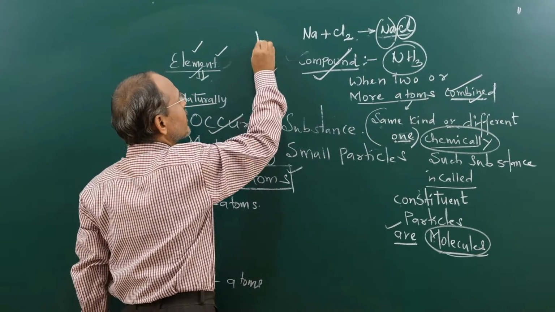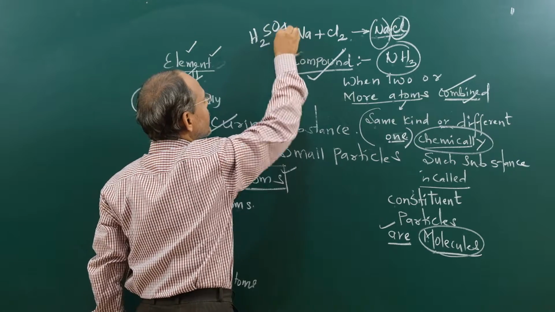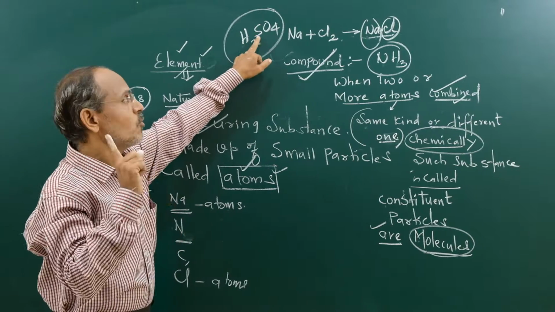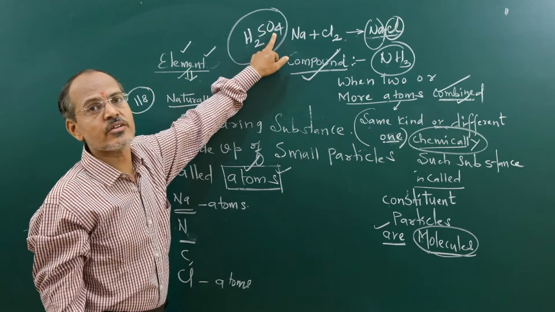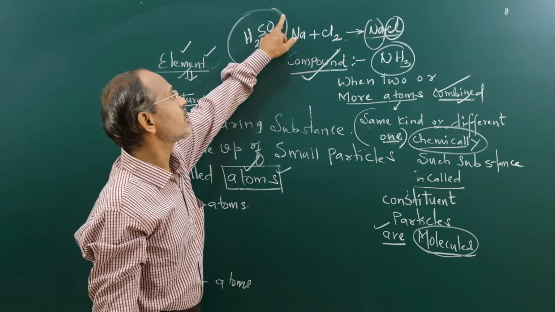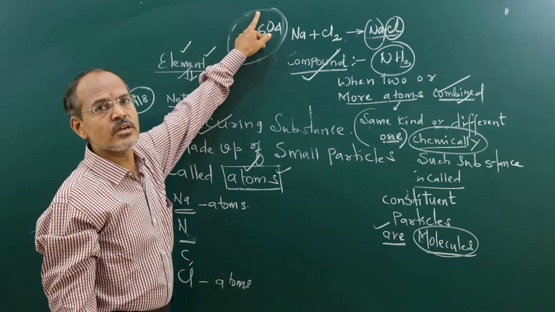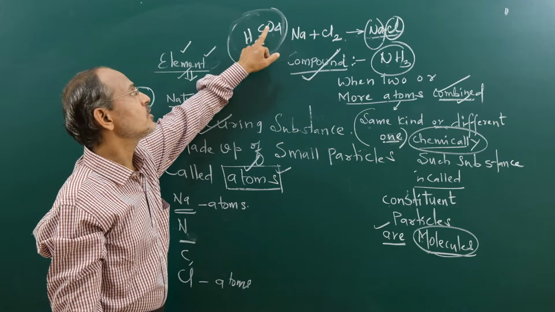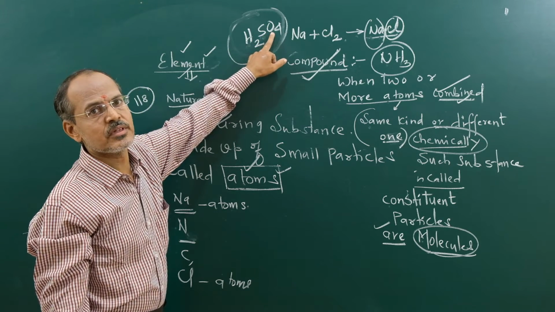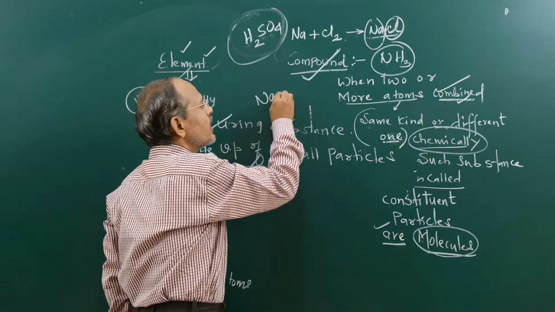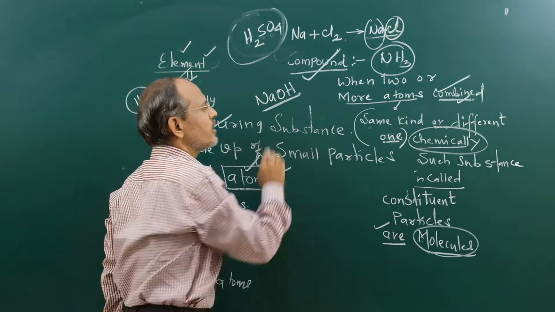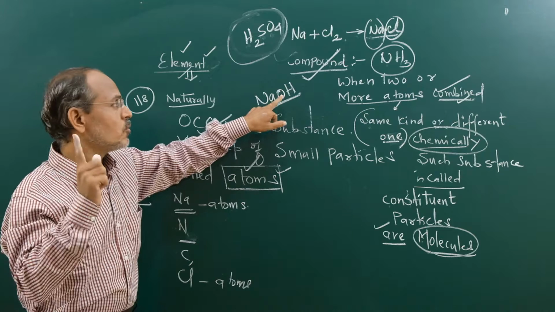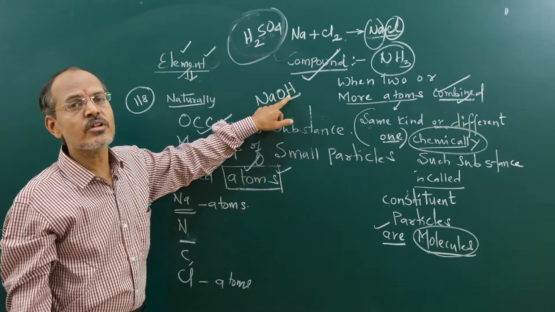Like that, I can take one more example, sulfuric acid. It is made up of two hydrogen atoms, one sulfur atom and four oxygen atoms. This I can call a sulfuric acid molecule. Another example you can take is NaOH, sodium hydroxide. This sodium hydroxide contains one sodium atom, one oxygen atom and one hydrogen atom.